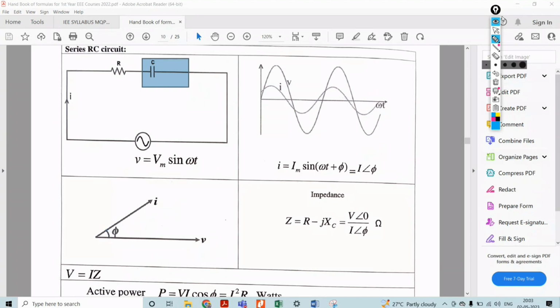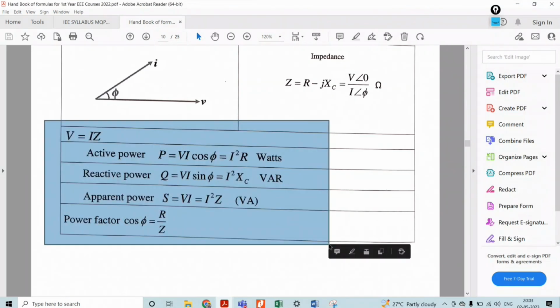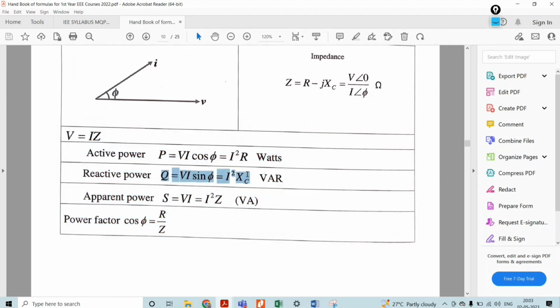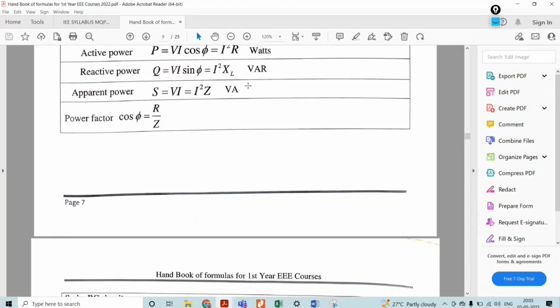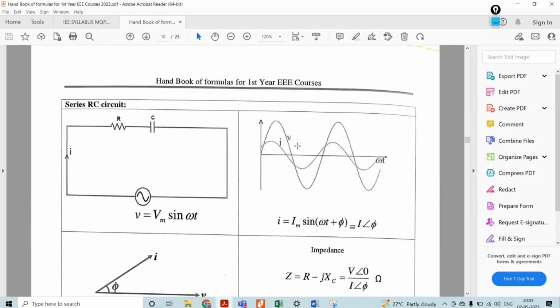Make use of the equation V is equal to I into Z, then P is equal to VI cos phi, Q is equal to VI sin phi, S is equal to VI. This remains the same for the RL as well as RC. There are no changes at all. But the only thing is, to evaluate the reactive power, I squared into XC. XC is nothing but the capacitive reactance, that is 1 divided by 2 pi fC. With respect to that, XL is what? 2 pi fL. That you have to remember.